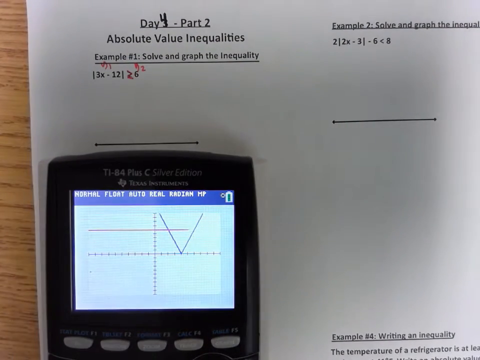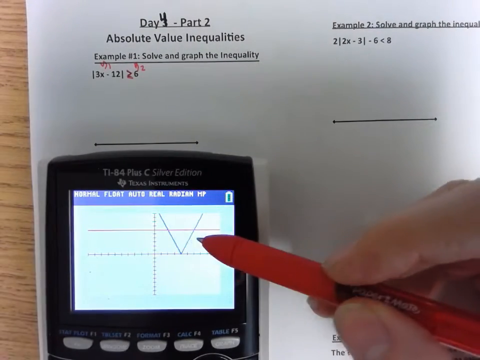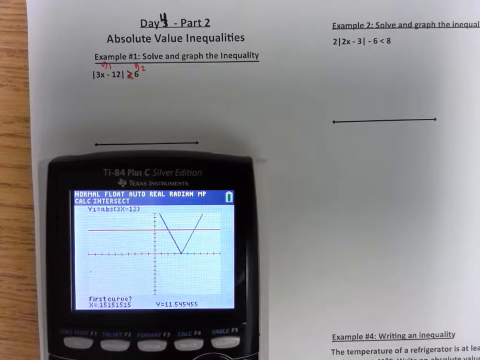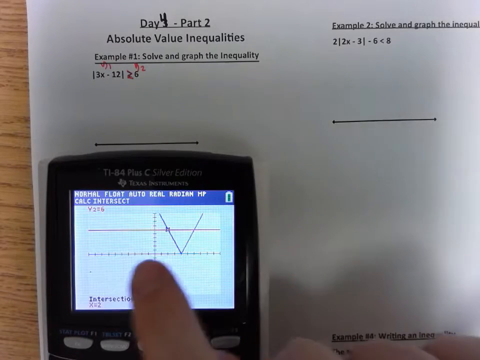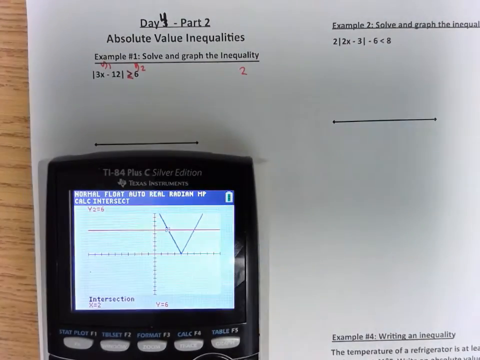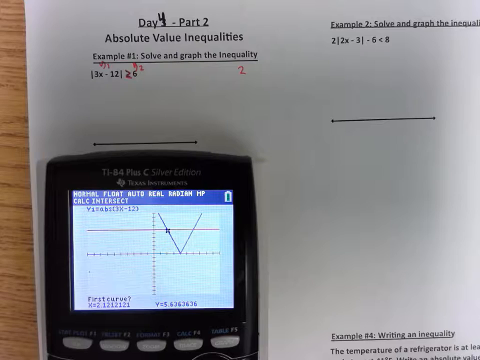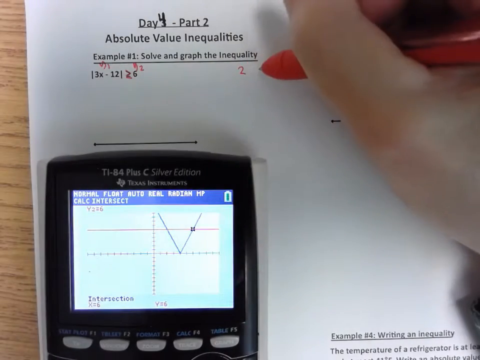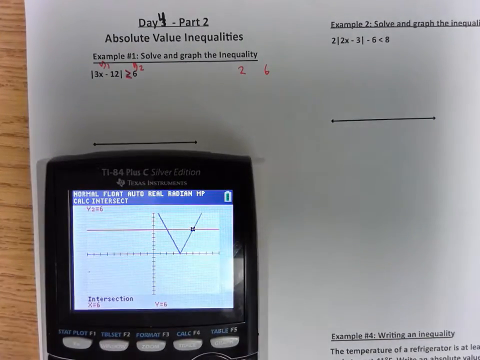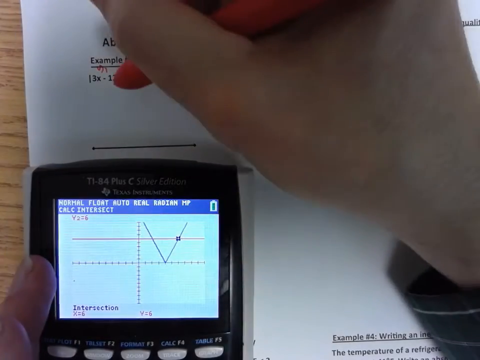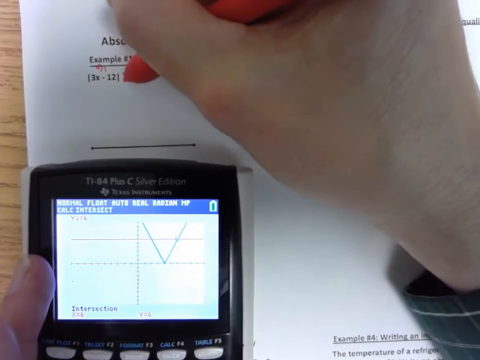Now, what's going to happen is you're going to have 2 points of intersection on this graph. Second trace 5. Scroll over here, press enter 3 times. One of them is going to be 2. Second trace 5. Go over here, press enter 3 times. The other one's going to be 6. So those aren't my answer. It's not just x equals 2 and x equals 6. I'm looking for all values of x that fit this inequality, greater than or equal to 6.